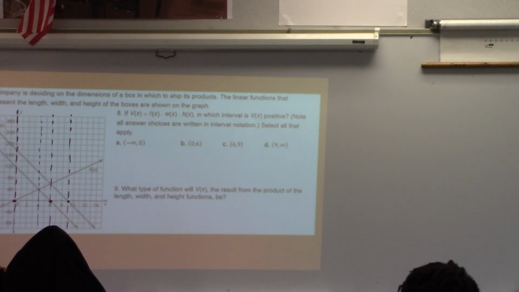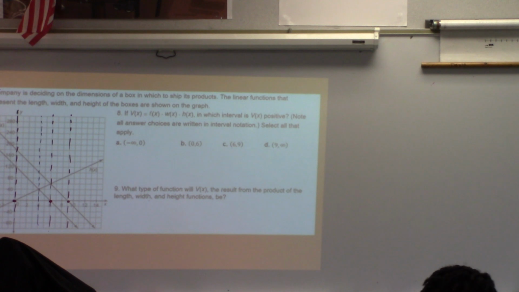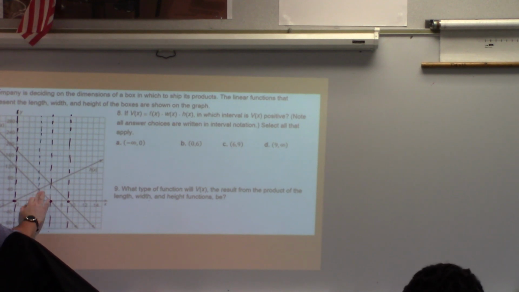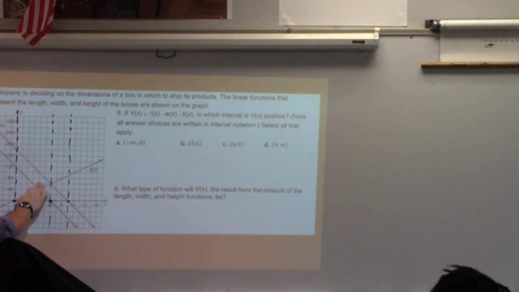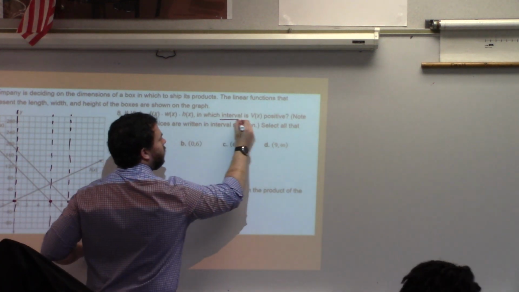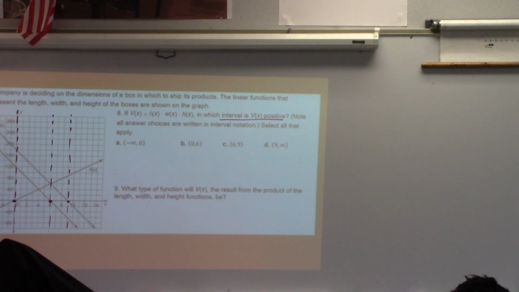That point of intersection, do not look at that point of intersection. It's all about the zeros. So, from here, remember it's asking for just which interval is v of x positive. Well, what is it here?